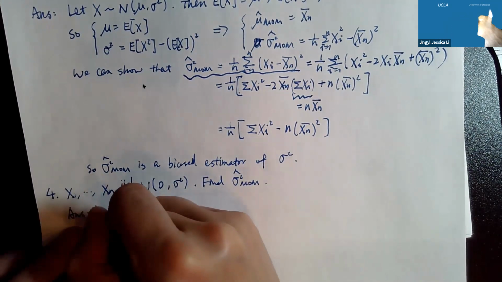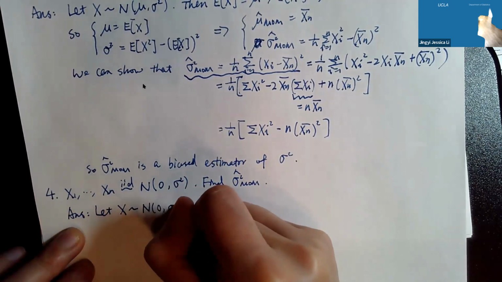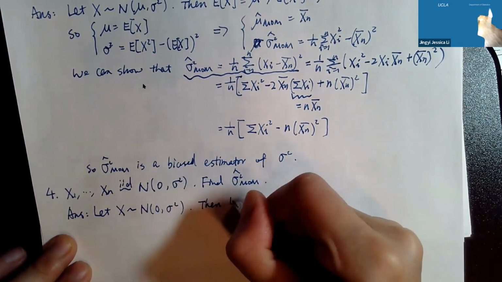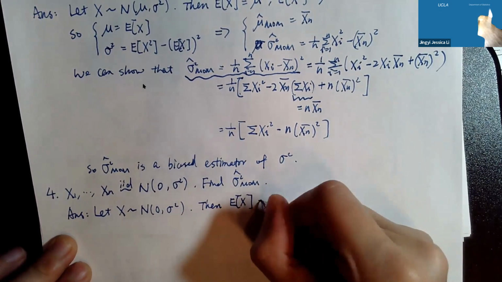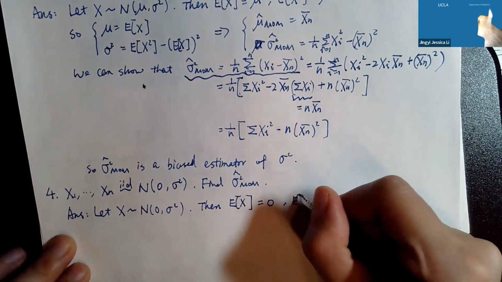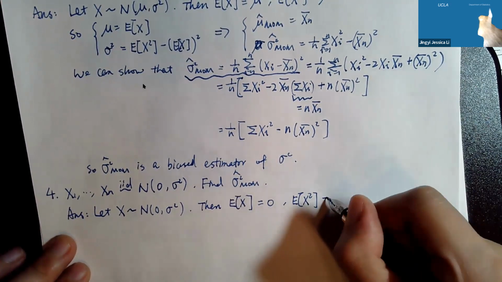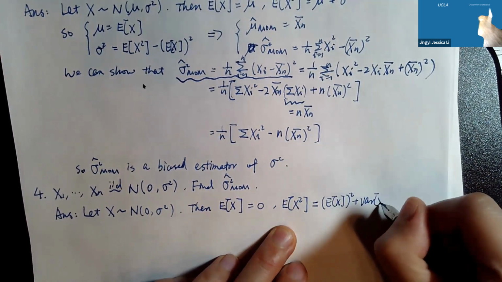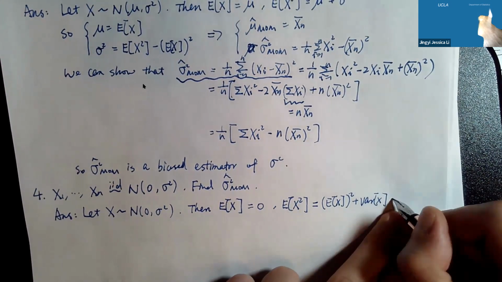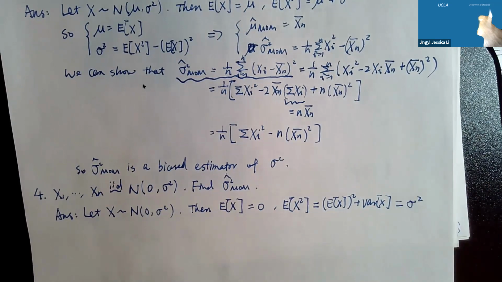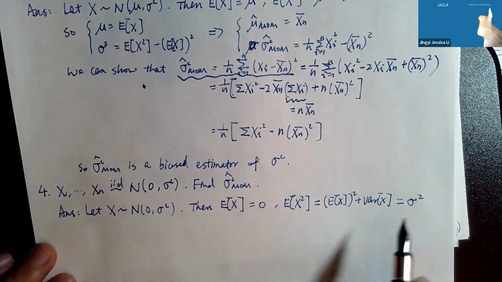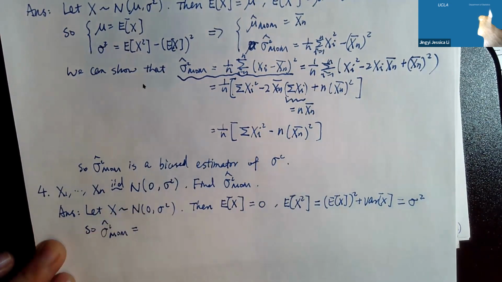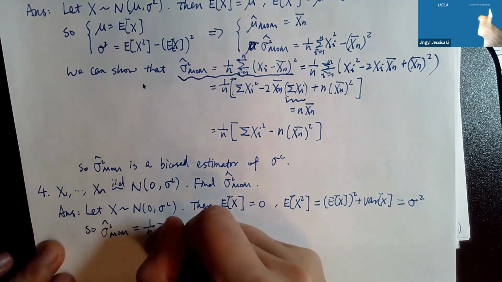So let's start again. Let a hypothetical random variable follow this distribution. Then the expectation, the first moment, is equal to 0. And the second moment, which we know by definition, is the first moment squared plus the variance. Now the first moment is 0, so we only get the variance, which is sigma square. Because the parameter is just the second population moment, its MOM estimator is just the second sample moment, and that's 1 over n times the sum of xi squared.